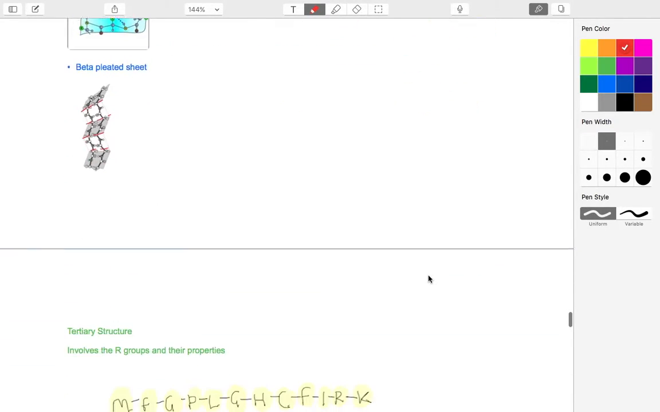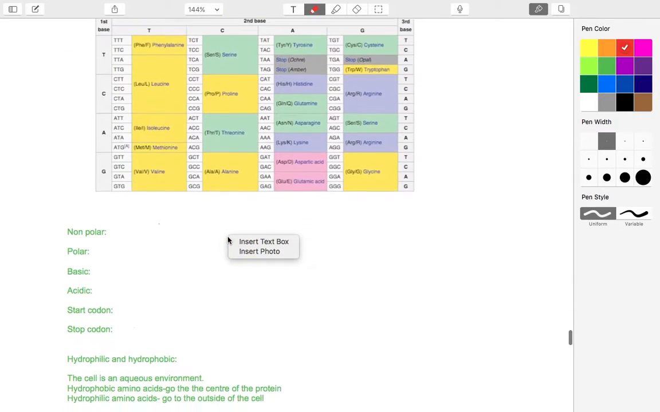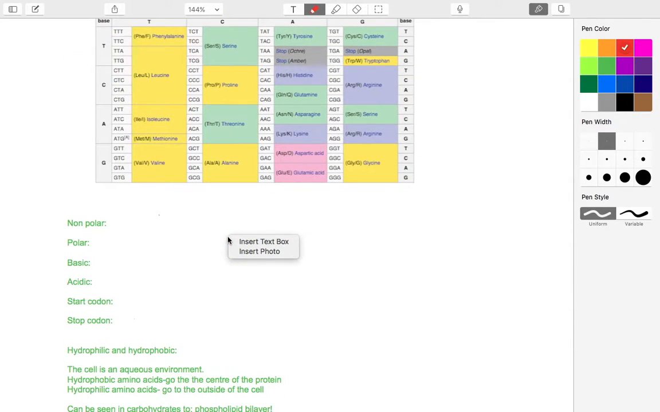Okay. Now your tertiary structure, this involves the R groups and their properties. So, as always, it's going to get more complicated. This is when we're going to start looking at the amino acids and all their properties. Now before we do that, I just want to fill in some of their properties and tell you what they mean.